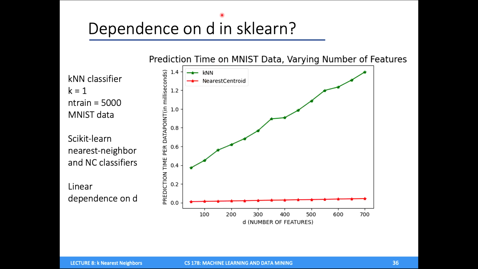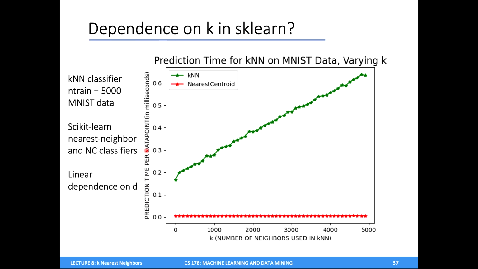We can also look at the dependence on d, the number of features. Here I'm throwing away some of the features in my MNIST data to simulate this. For the nearest centroid algorithm, there's linear dependence, as well as for the kNN algorithm. But kNN, you can see, scales much worse with the dimensionality of the data. So if you need really fast predictions, maybe you would choose nearest centroids over kNN, even if it has worse performance in terms of accuracy. Again, showing a similar graph here with the linear dependence on the number of neighbors k in sklearn. And of course, you can ignore the red graph here because there are no nearest neighbors in the nearest centroid algorithm.